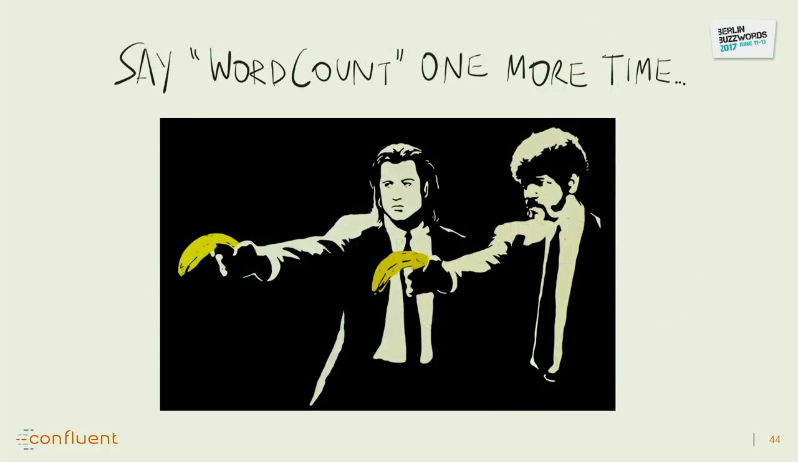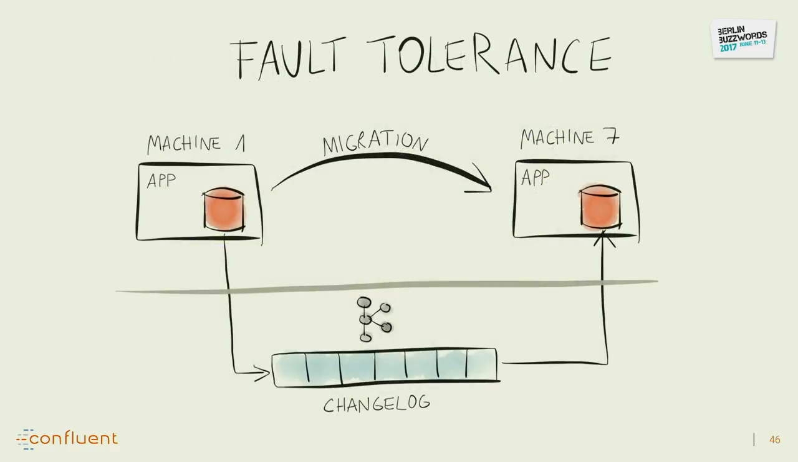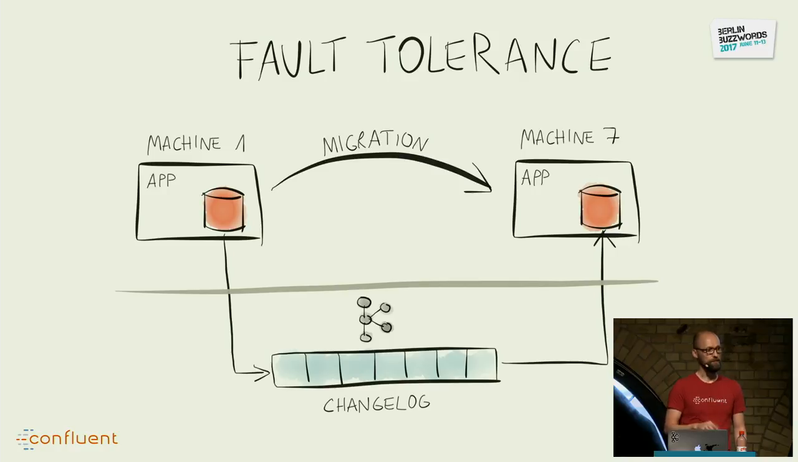But let's stop talking about word count. Now, how does that work? This is a 20-minute talk, so I can only give you a glimpse of it, like a trailer. But I tried to at least give you some pointers to start with. Something super important for stream processing is fault tolerance, and particularly fault-tolerant state, which I'll talk about in a second.